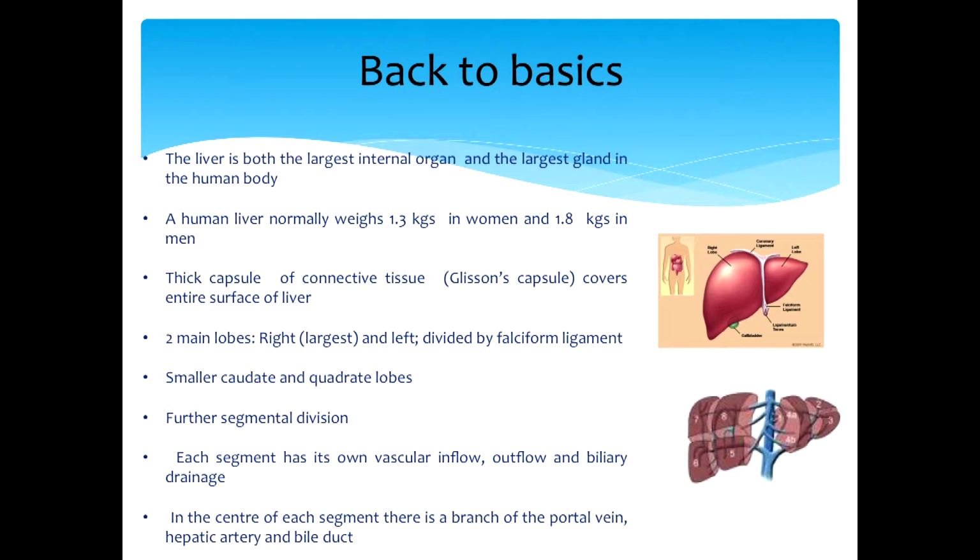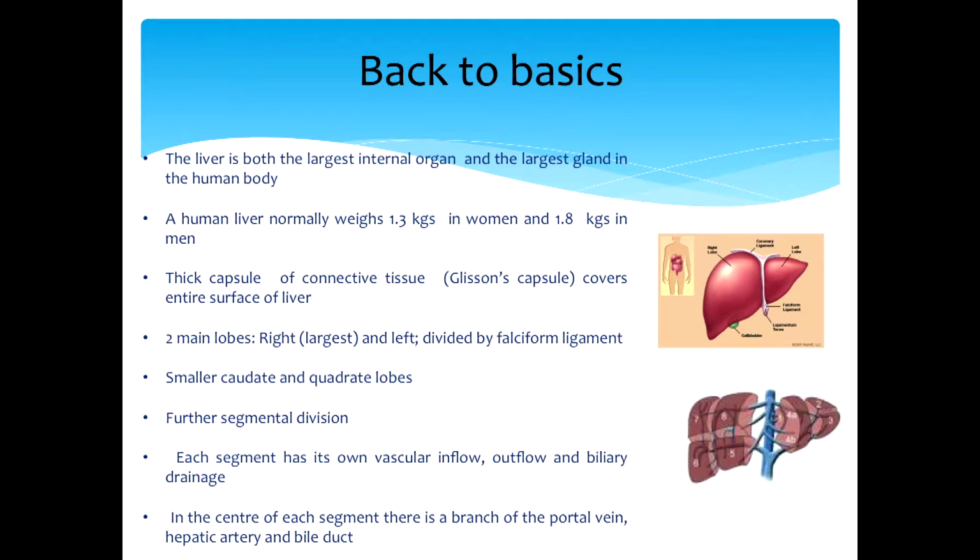So going back to basics, the liver is an amazing organ. It's the largest organ and gland within the body. In a woman, it weighs around 1.3 kilograms, and a man 1.8 kilograms. It's covered by this thick elastic capsule known as the Glisson's capsule, which covers the entire surface of the liver. It's split into two main lobes, so you have the larger right lobe and the smaller left lobe, and then there's two further smaller lobes, the caudate and quadrate.